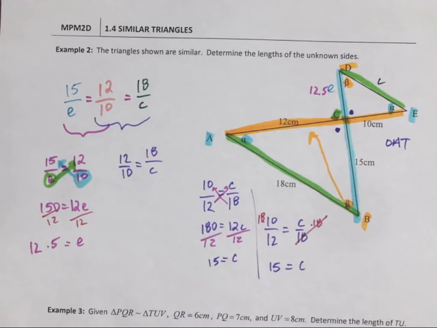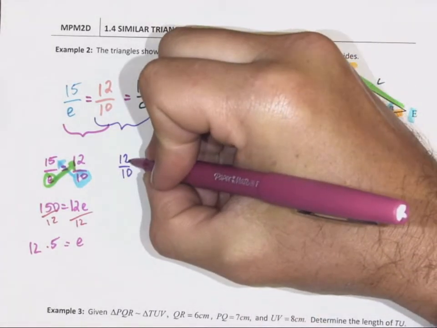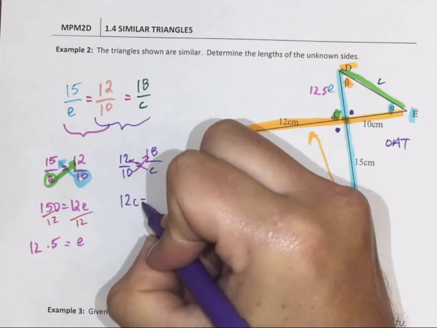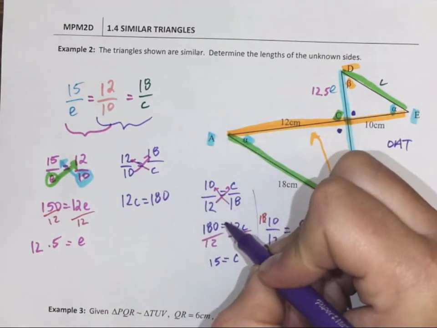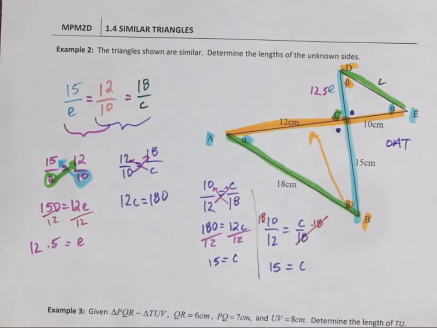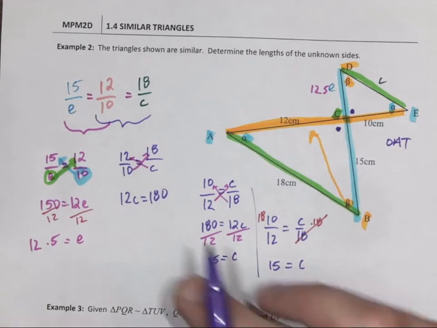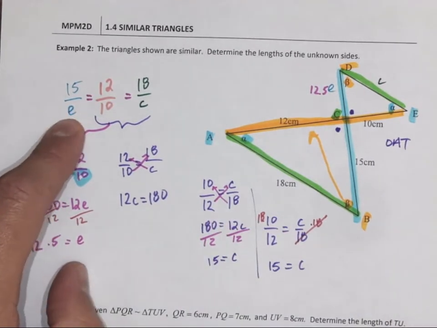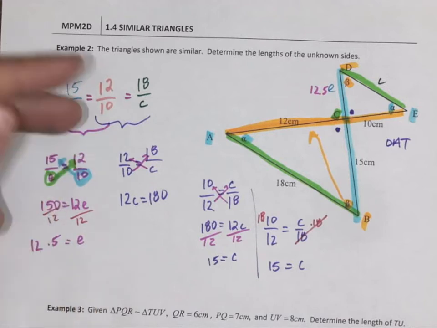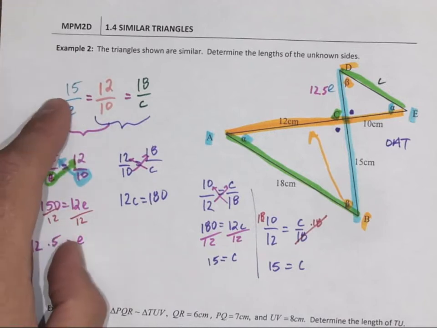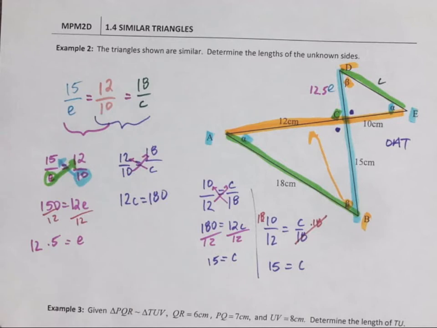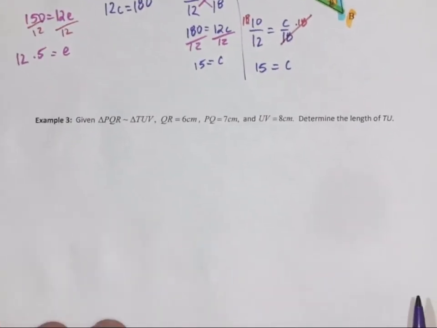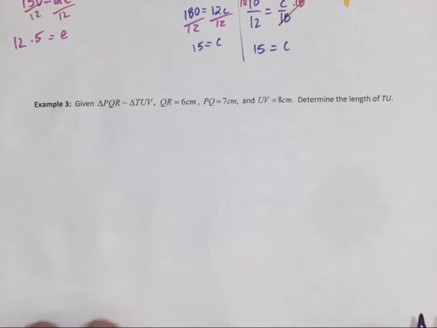If I kept this on top, and I cross multiplied, I'd have 12c equals 180, and I'm right where I was. So different ways you can set it up. If you're looking for the unknown, I would usually put it on the top. I purposely put it on the bottom here because I wrote the big triangle first, and that's okay. Let's try another example.